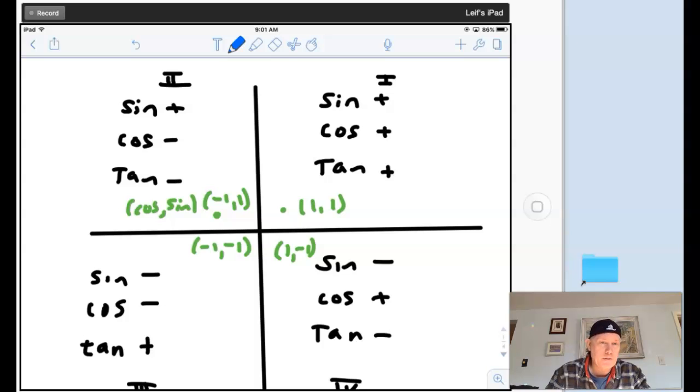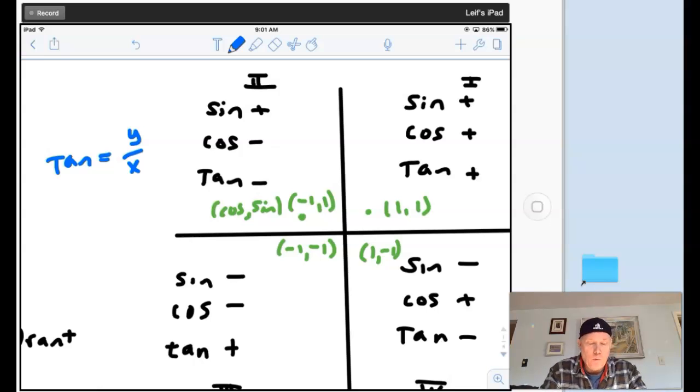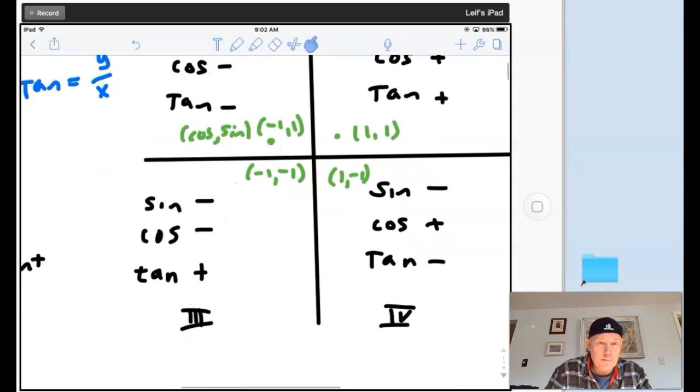In the second quadrant, the sine is positive, the cosine is negative. And remember, one of the definitions for tangent is y over x. So if I take the y coordinate, which is going to be positive because the sine is positive, and I'm looking at the second quadrant here, and then divide it by the cosine, which is a negative, you end up with a negative. So you'll end up with negative in this tangent in the second quadrant.